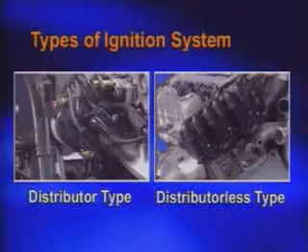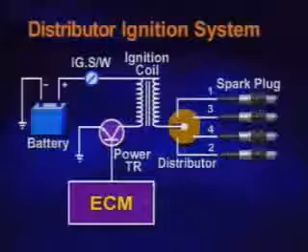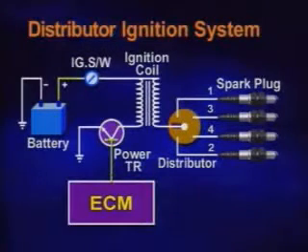There are distributor type and distributorless types in the ignition system. In the distributor type, high voltage is generated at the ignition coil. It is distributed to 4 cylinders using the distributor.